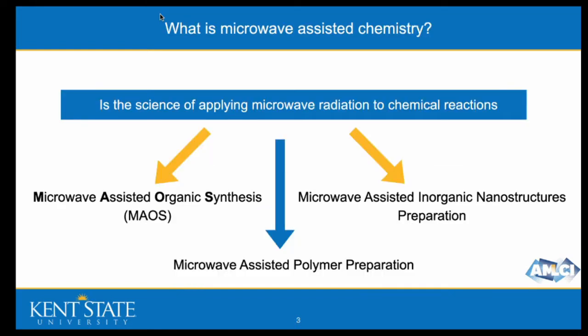So what is microwave-assisted chemistry? It is the science of applying microwave radiation to chemical reactions. This can be done with organic synthesis. You can synthesize naturally occurring polymers such as peptides, or synthetic polymers. But for this particular machine, you cannot do peptide synthesis because we have the wrong setup. You can also perform microwave-assisted inorganic nanostructures preparation, among others.